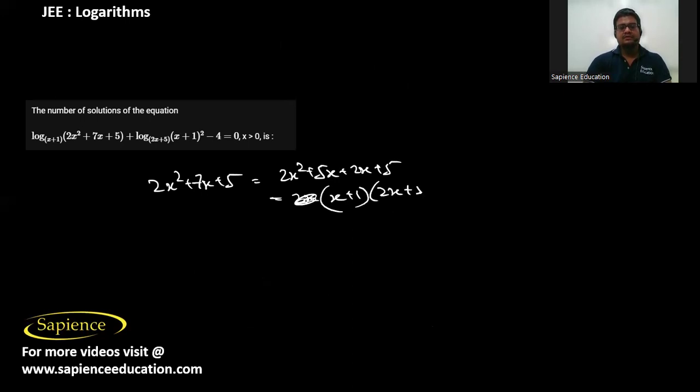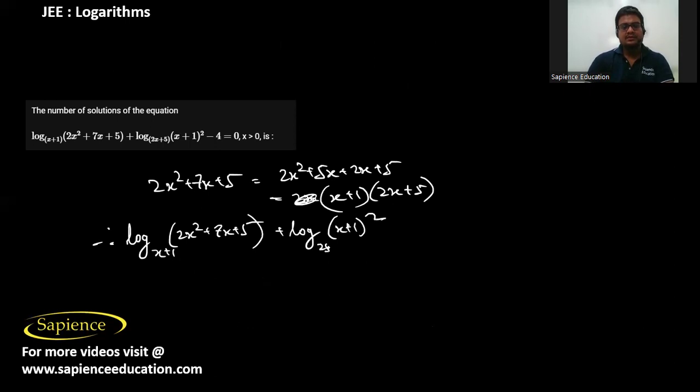Then here it is told the number of solutions of the equation is, so now this 2x square plus 7x plus 5, if we factorize it, then we will get 2x square plus 5x plus 2x plus 5. So this will be x plus 1 into 2x plus 5. So now log of 2x square plus 7x plus 5 base x plus 1 plus log of x plus 1 whole square base 2x plus 5 equals 4, where x should be greater than 0. Then we have to find the number of solutions of this given equation.